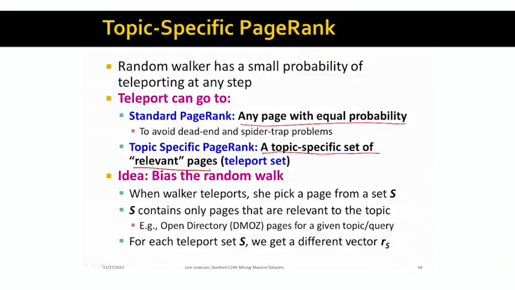So the idea here is in some sense that we are biasing the random walk. When the walker teleports, they can only teleport into a small set of pages. We call S the teleport set. And in our case, we can think that set S contains only pages that are relevant to a given topic. So what this allows us to do is measure the relevance of all the other web pages on the web with regard to this given set S. So in some sense, for every set S, or for every topic, for every teleport set, we will now be able to compute a different PageRank vector r that is specific to that teleport set.